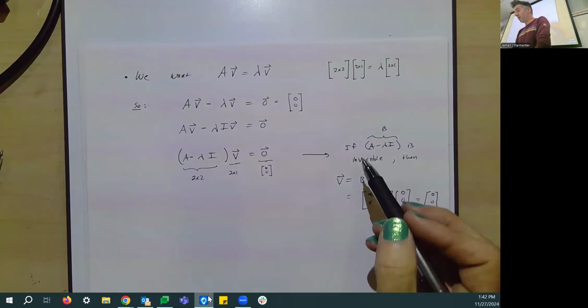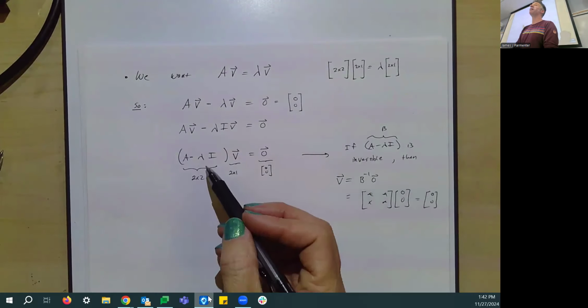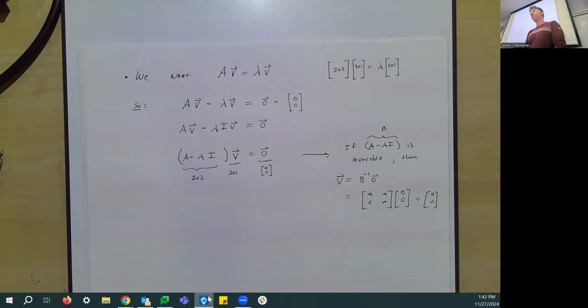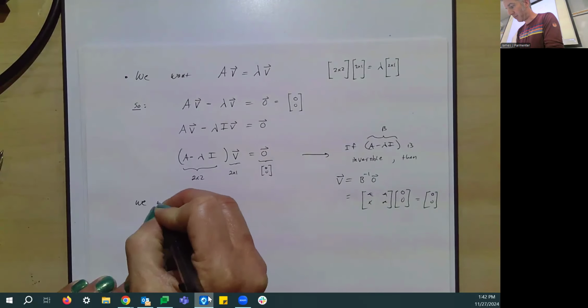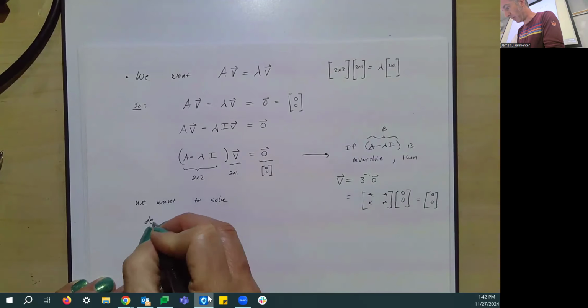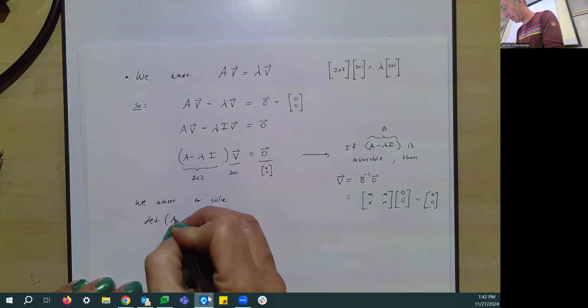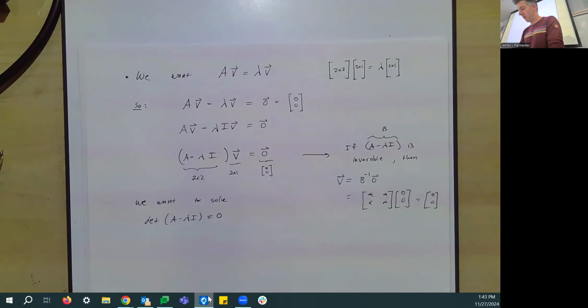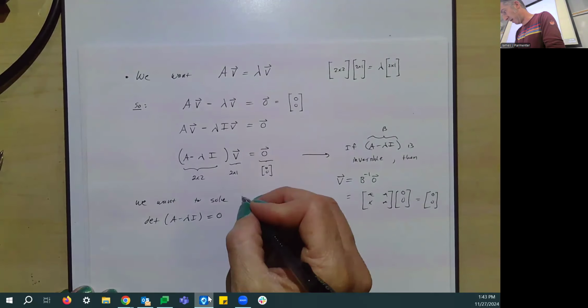Great. So we want to look at the case where this is not invertible. But for a matrix to be not invertible, its determinant had better be 0. So what this boils down to, to find the eigenvalues, is we want to solve where the determinant of this matrix, A minus lambda I, is equal to 0. And that will allow us to find the eigenvalues.